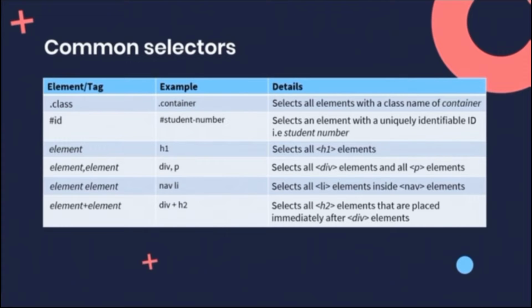Okay, and then we have element plus element, and here we have a div plus h2. This selects all H2 elements that are placed immediately after div elements. So if we have any H2 elements that are placed after we've created a div element, for example, then we would be styling the H2 element and not the div element. Now, that can be a mouthful. It's always best to see these things in a practical example, and I will show you as we progress through this module. Wonderful.